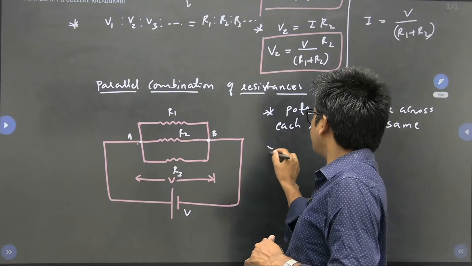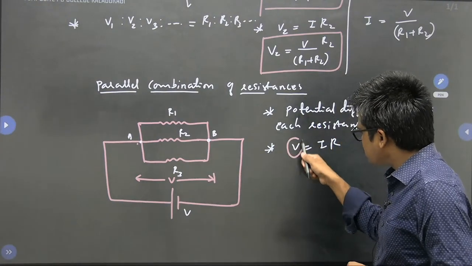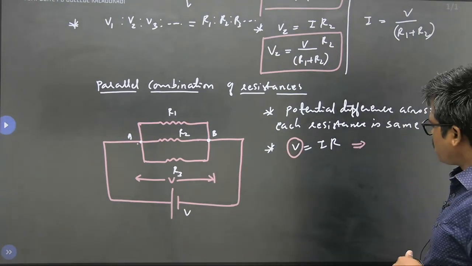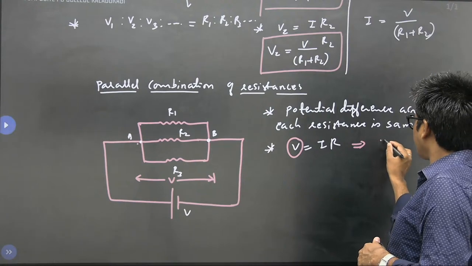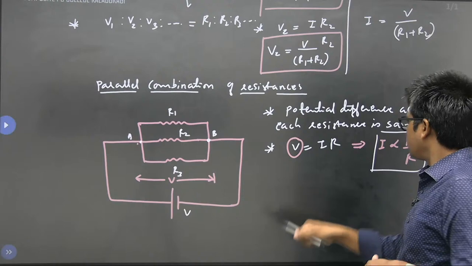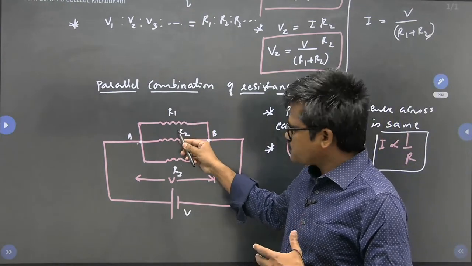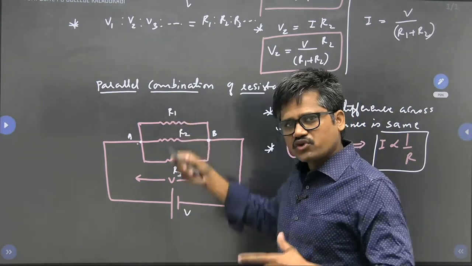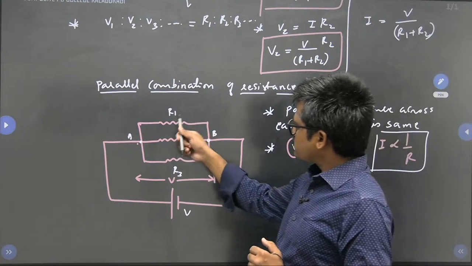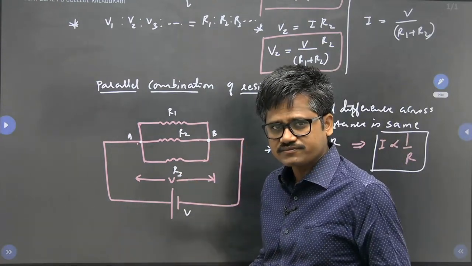Look at Ohm's law. What is Ohm's law saying? V is equal to I into R. As V is the same across all, can we predict what will happen? So is I inversely proportional to R? What is the meaning here? Then ultimately, the resistance which is higher in one branch, the current flowing through that will be less because I is inversely proportional to R. So if resistance in any branch is more, current passing through that branch will be less, right?